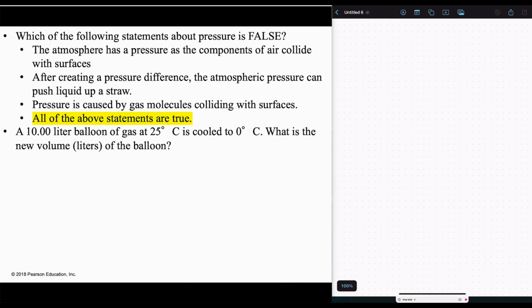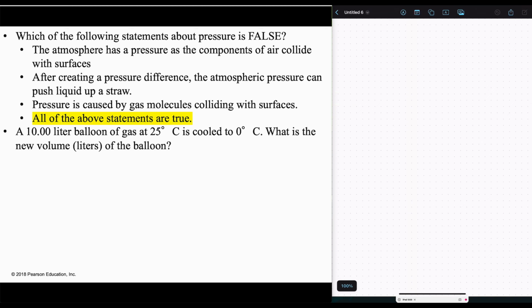Now let's see the second question. The second question is asking: a 10 liter balloon of gas at 25 degrees is cooled to 0 degrees. What is the new volume of the balloon? This question is actually testing if you understand the principle of Charles's law, right? Because the relationship between the volume and the temperature has been given.